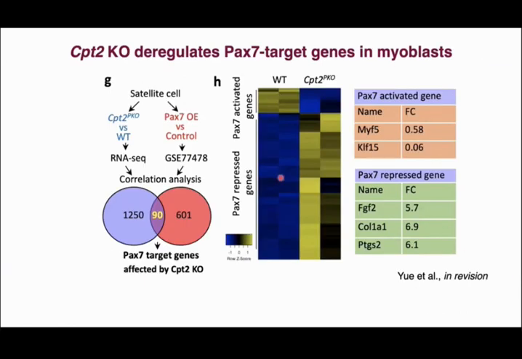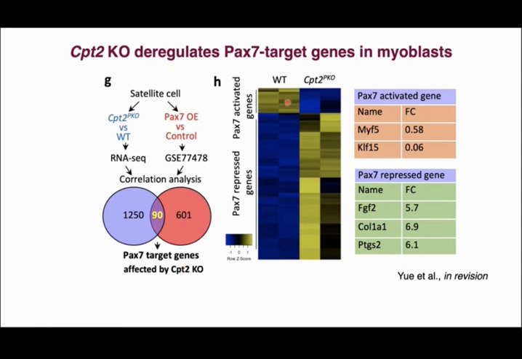Just a long story short, this is an RNA sequencing study where we looked at the CPT2 knockout versus wild type SADA cells, looking at what is the difference in the gene expression. But we also correlated this difference to a set of data showing PAX7 targeted genes. This merge generated 90 genes that we think are PAX7 targeted genes that are affected by CPT2 knockout.